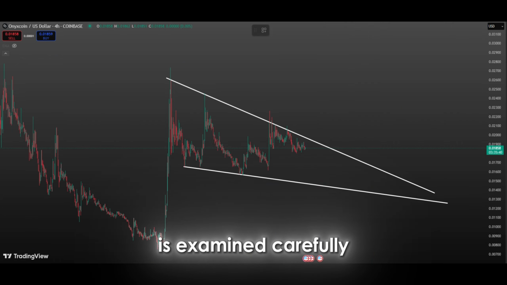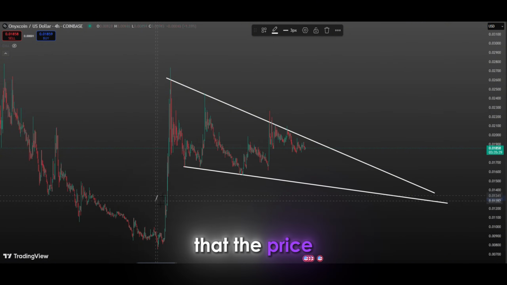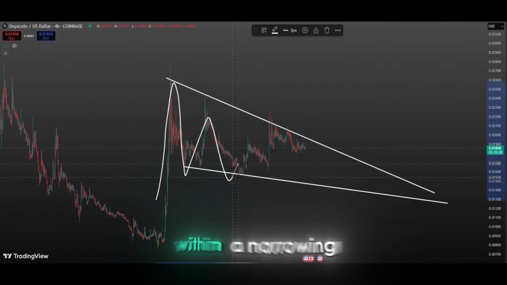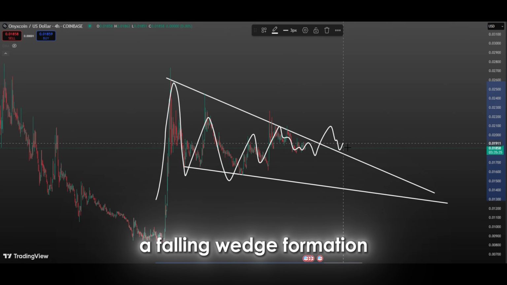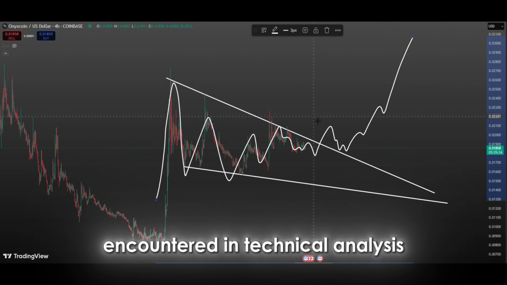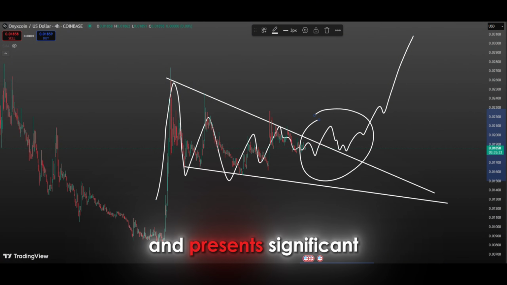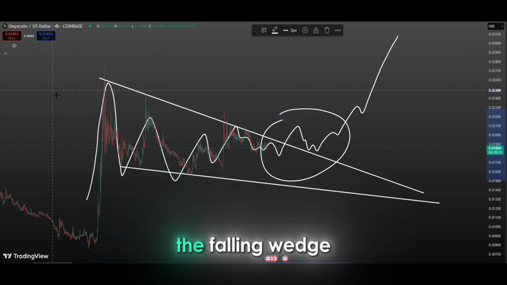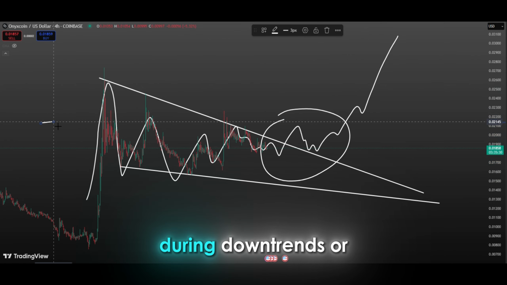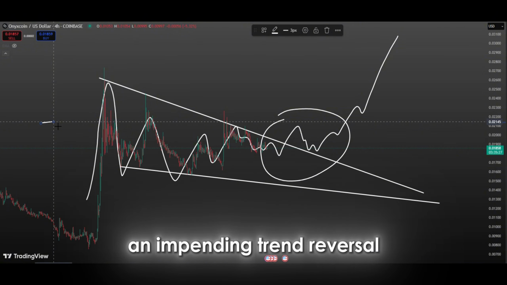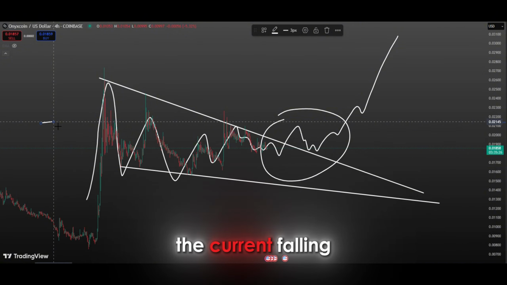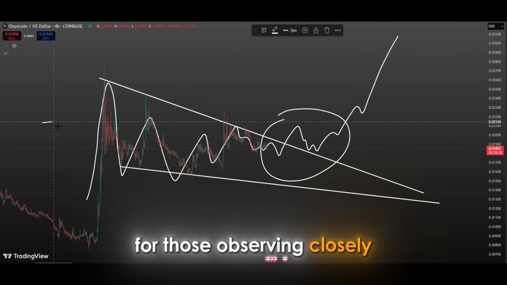When the chart is examined carefully, it is clearly seen that the price movements have been compressed within a narrowing and downward structure for a certain period. This structure is a falling wedge formation, which is frequently encountered in technical analysis and presents significant opportunities for investors. The falling wedge formation typically appears during downtrends or corrective phases and is often a strong technical indicator of an impending trend reversal. The current falling wedge formation on the chart closely matches the classic characteristics and could signal a potential upward move for those observing closely.